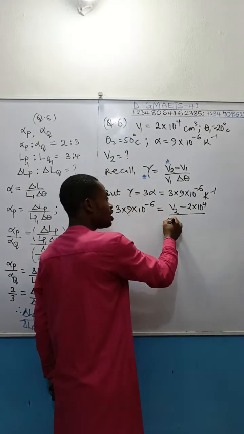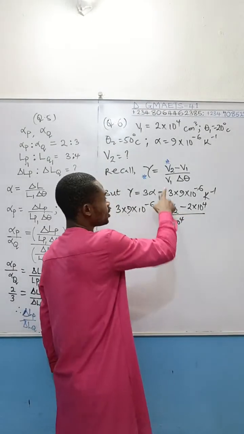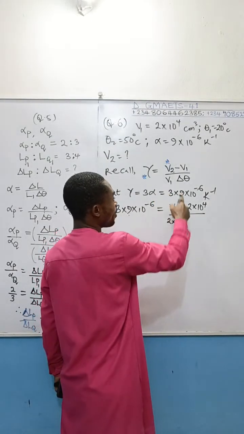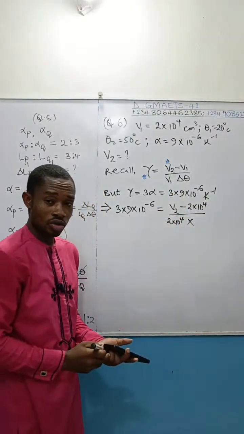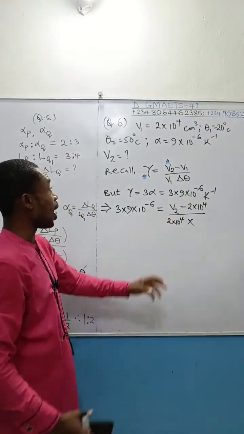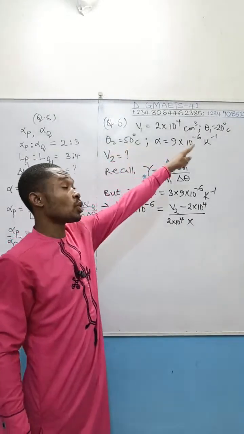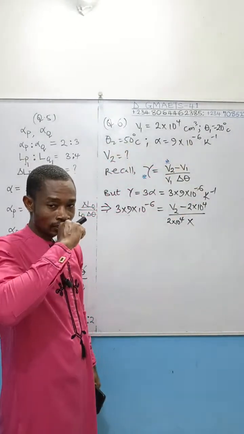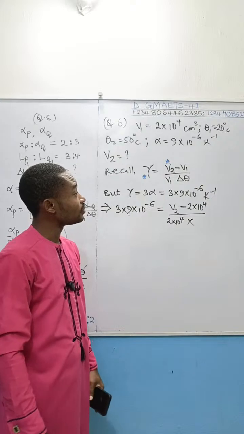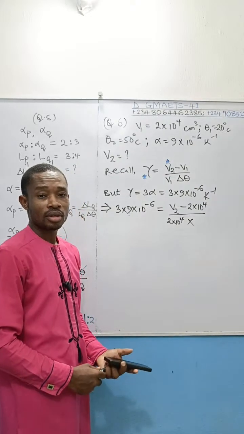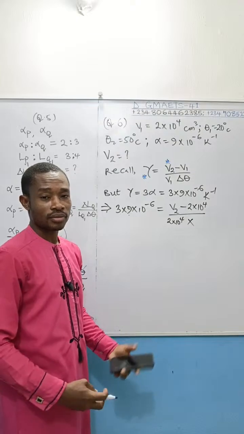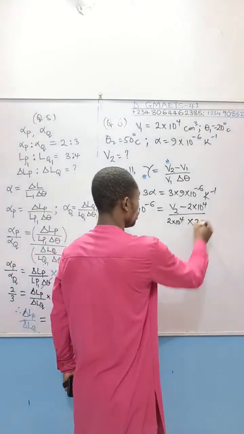So we shall divide this by 2 times 10 to the power of 4, which is the initial volume, multiplied by temperature change. What is our temperature change? Final temperature θ2 minus initial temperature θ1. θ2 is 50, θ1 is 20. So 50 minus 20 is going to give you 30. Let's fix 30 in no time.